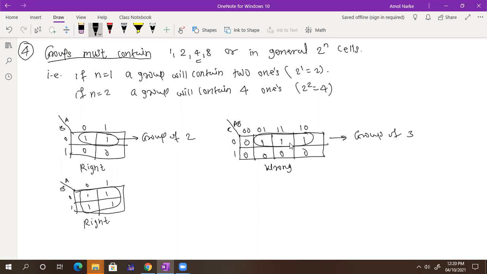This is right. Got it, everyone? That fourth one. Sir, what should have been the group in the wrong one? If you have to correctly write the group, what should it have been? Now here we should have 1 instead of 0. If you have 1 here, then that 4 contains a group of 4. That is the correct one. A group of 3 does not exist. Either you have 1, 2, 4, or 8.